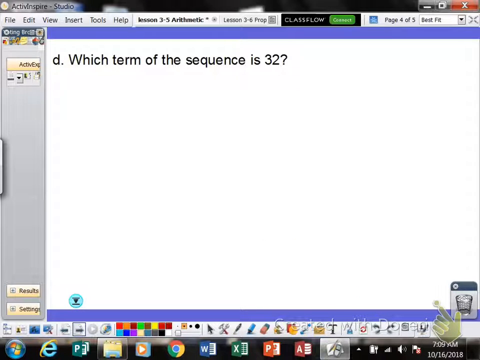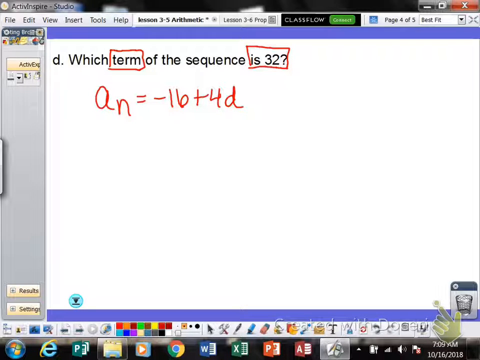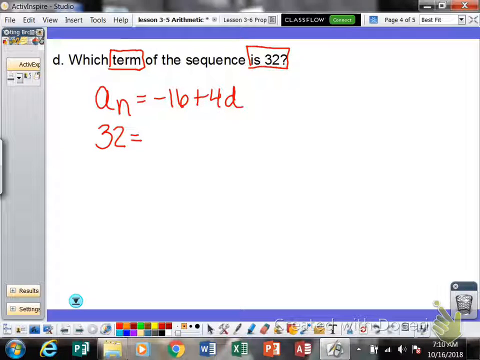Which term of the sequence is 32? So now I need to know the term, like first term, second term, third term, not the value of the term. Like I don't want the 100th term and find its value. I have the value. I now want to find the term. Okay, so we still use the formula that we had, a sub n equals negative 16 plus 4d. And this 32 is the answer. So that's actually going to be our a sub n. And I apologize again, I put d there, I meant to put n. N is the term number.